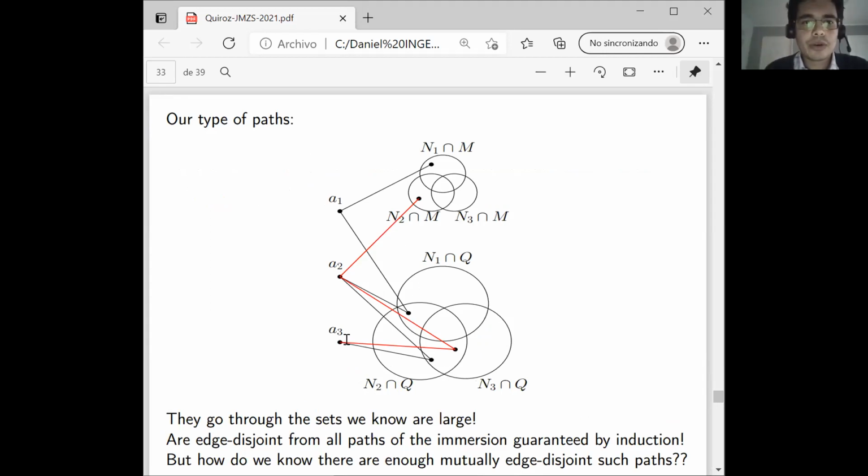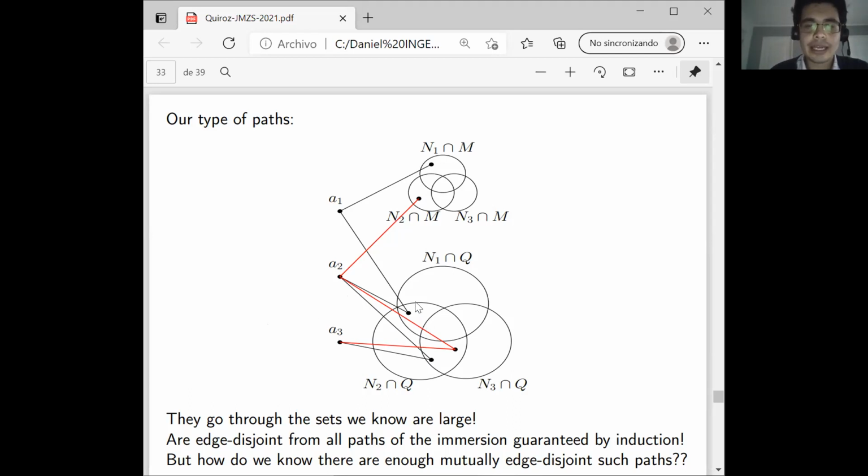So we're going to add one vertex, let's say A3, to our branch vertices, and what we need to do is find paths from every vertex in M to A3. So the paths that we're going to consider go from M to A1 to some vertex in Q, and then they could potentially go to A2 and back, and then to A3, or they could just go directly to A3. So those are the paths that we're going to consider.